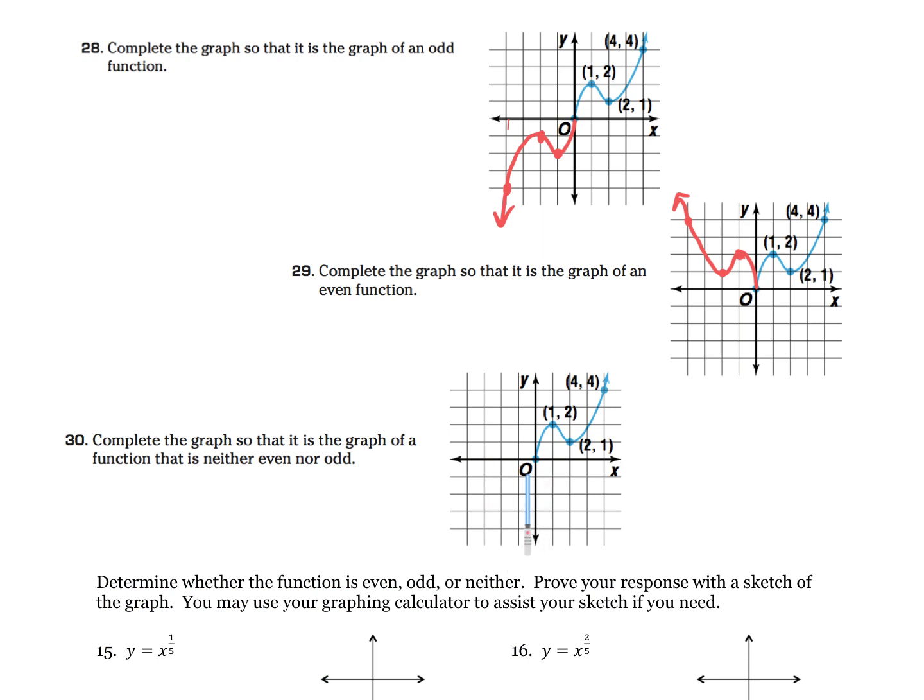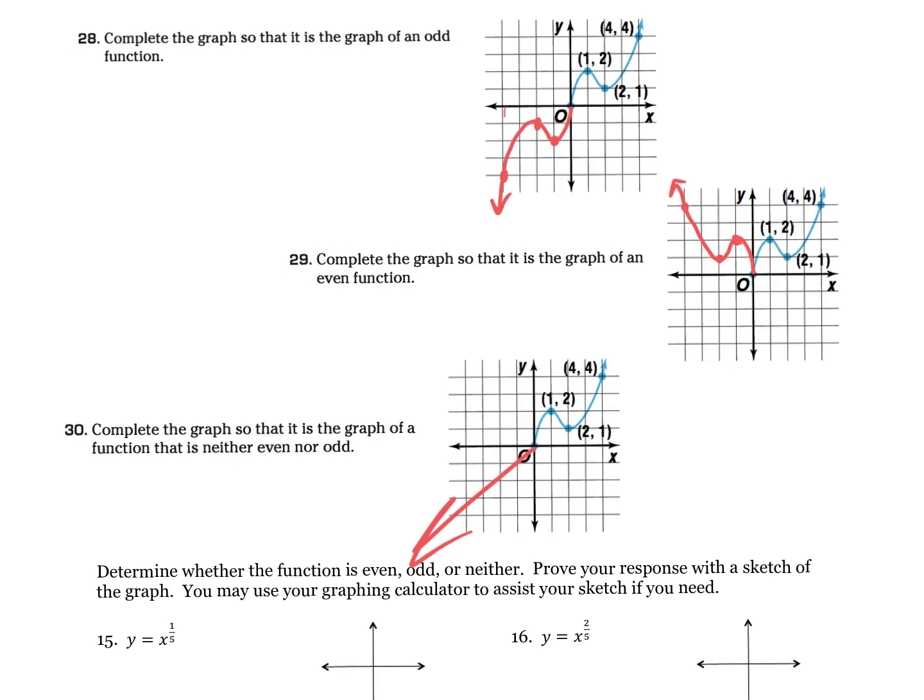Complete this graph so it's neither even nor odd. What might we want to do? 1, -2. Ooh, okay. He's going to go 1, -2. He's going to have some method to his madness. Could we just do anything? Yeah, I'm good with anything that is not a rotation or a reflection. But I like your thought, Bob. You're changing just the y, not the x.